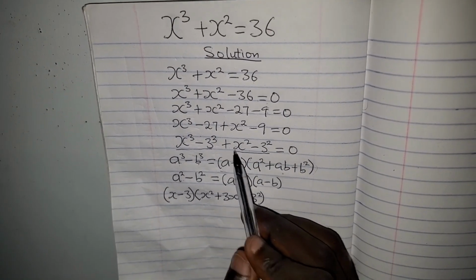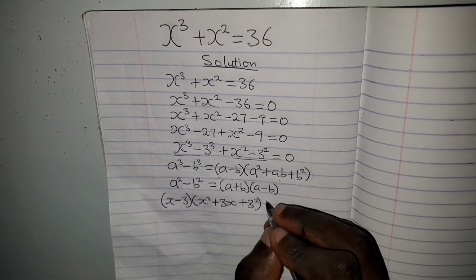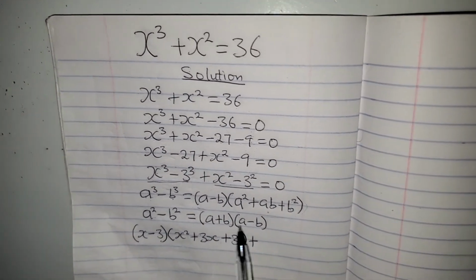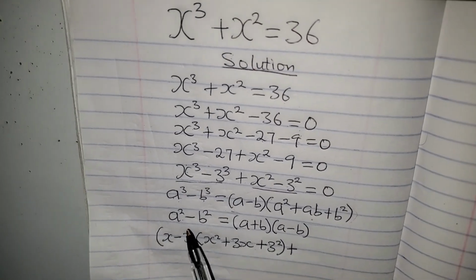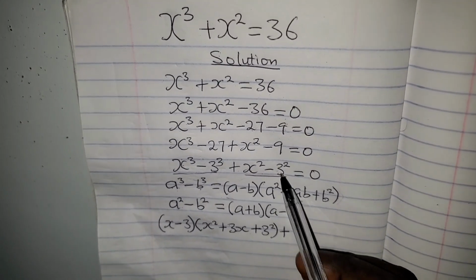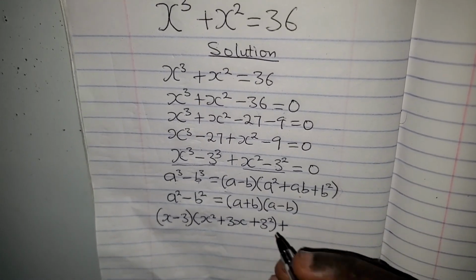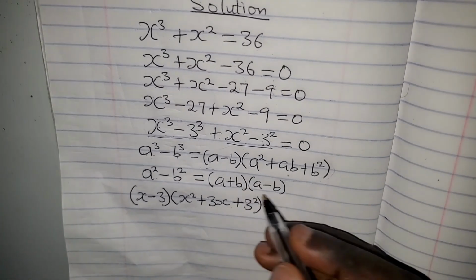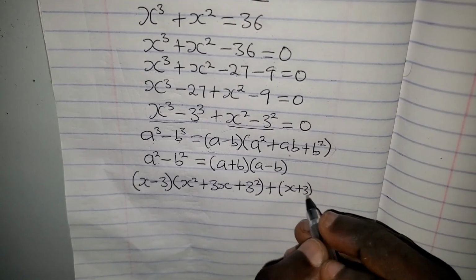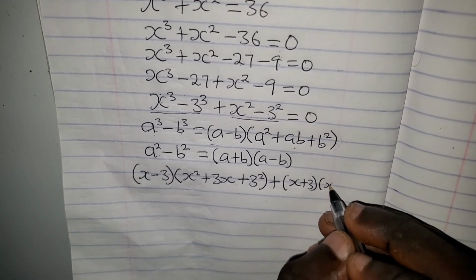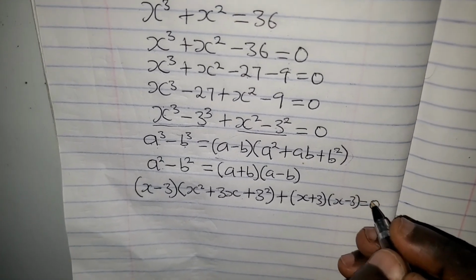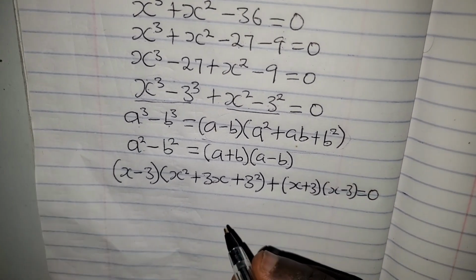What about this side? So let me represent this side now. Plus, I said this can also be expressed like this, which is exactly the same thing as this. And if I compare this and this together, my a is equal to x, my b is equal to 3. So I will represent a with x and b with 3. So I will have x plus 3, x minus 3, everything equals 0. Okay.